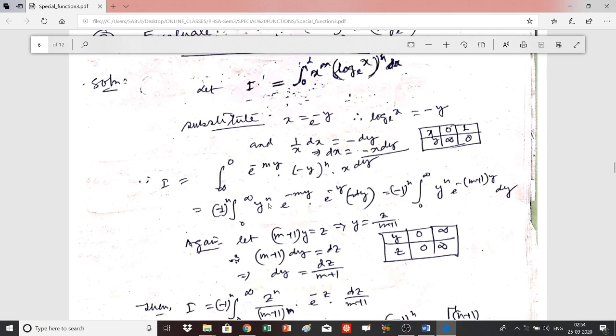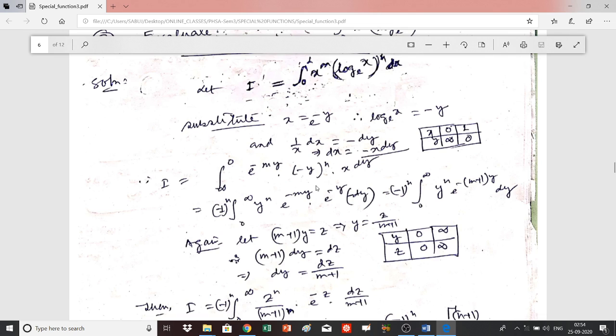So here I just changed this limit of integration. Due to this term, dx is minus x dy, so the negative sign appears here. This negative sign will transfer the limits to 0 to infinity.